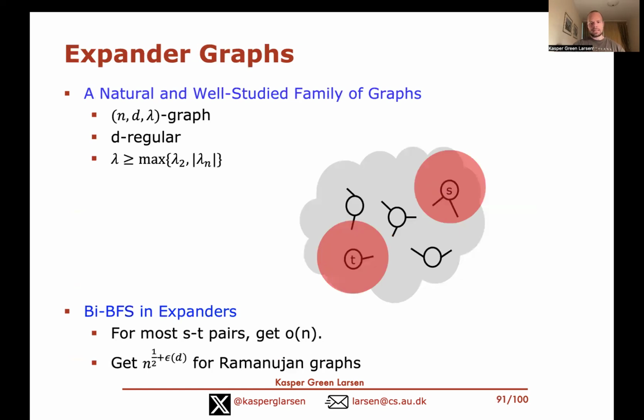So this is the conclusion that we get for bidirectional breadth first search and expander graphs. So you have to visit around square root n vertices in this bidirectional breadth first search in the best case scenario for Ramanujan graphs, and we also get bounds for other graphs.